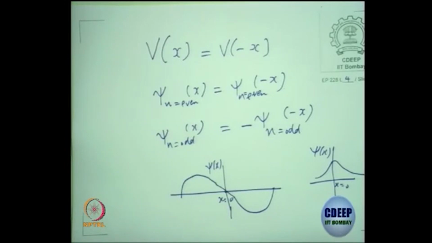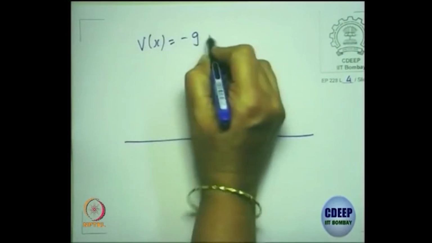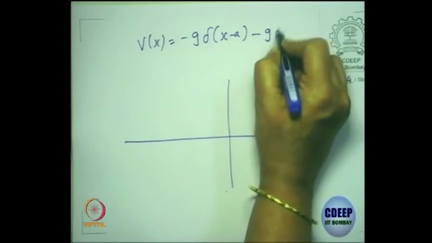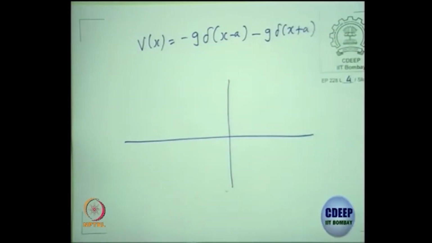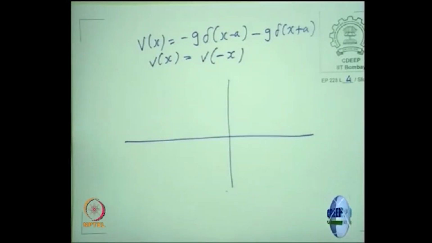I'm sure you have all done this, you have at least tried the double delta function which was given to you, right? So you have this potential V of x is minus g delta of x minus a minus g delta of x plus a. So g is positive. And what is the property of this potential? Does this satisfy V of x equal to V of minus x? Satisfies.